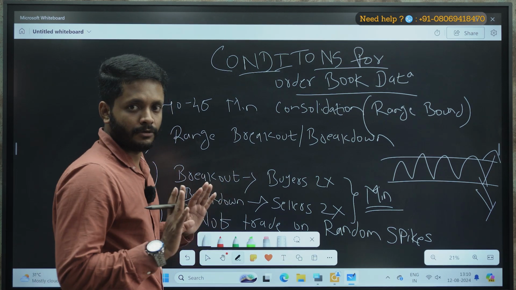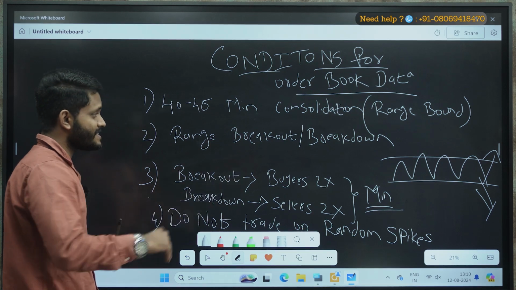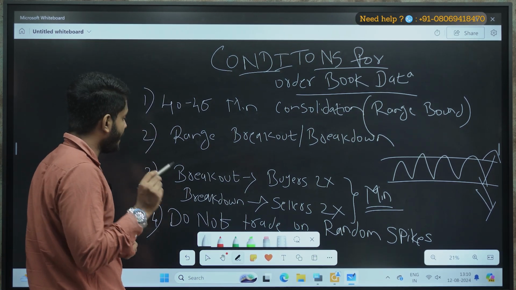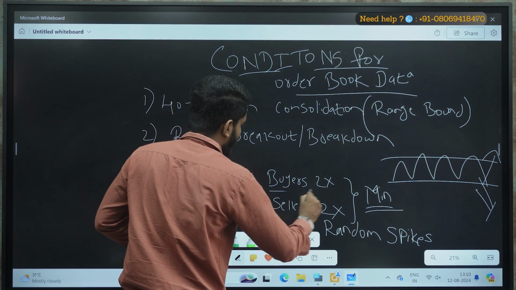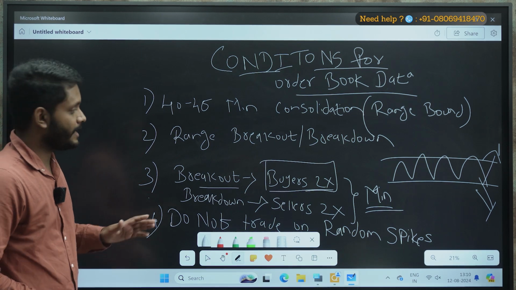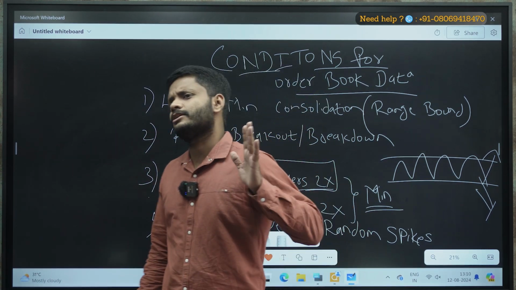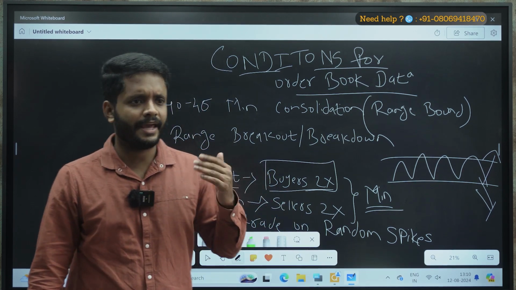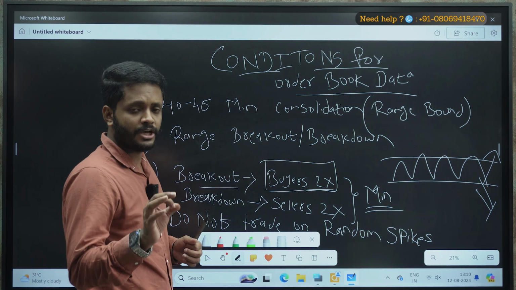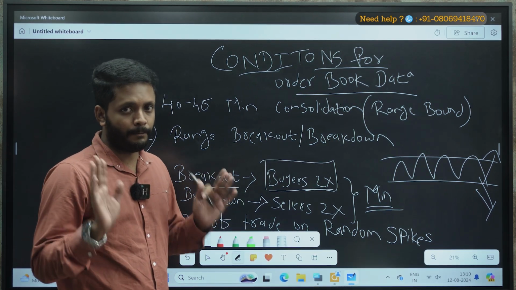So I will wait patiently for the breakout or breakdown. Once I see a breakout, what will I do? I will go and check the quantity. If there is a breakout, I need buyers to be at least double. Say if the sellers are 100, I need buyers to be at least 200. Over and above 200, anything is definitely acceptable, not an issue. But minimum, make sure that buyers are at least double as compared to sellers if you are trading a breakout.